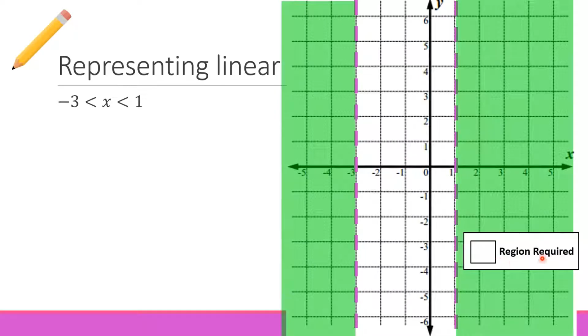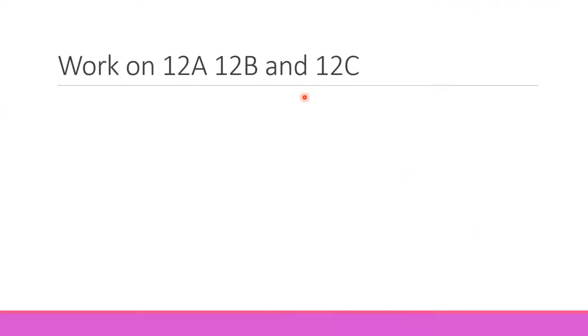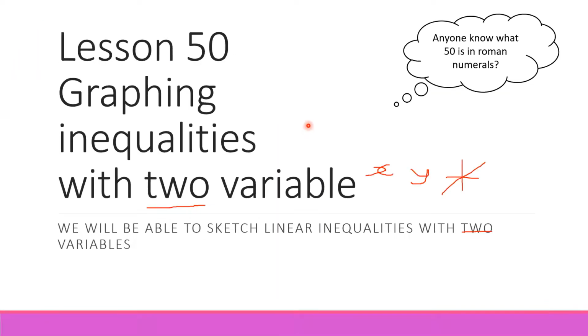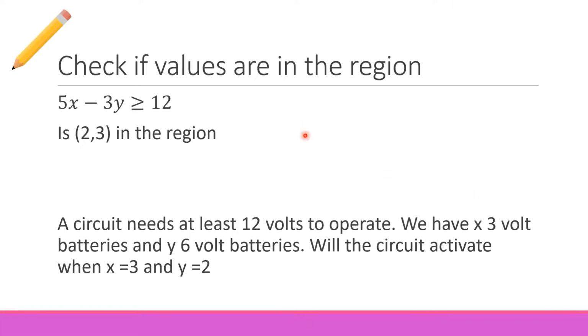And I'm going to start using these keys more often. So the region required is blank. That's what this square here means. And then I'll set you guys off to do 12A, B, and C. 12C is where a lot of these questions came up. The 12D is when you start looking at them in 2 dimensions.